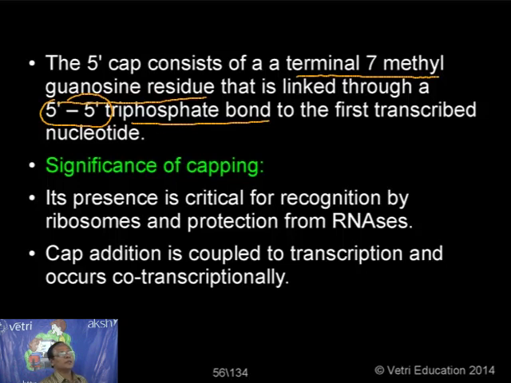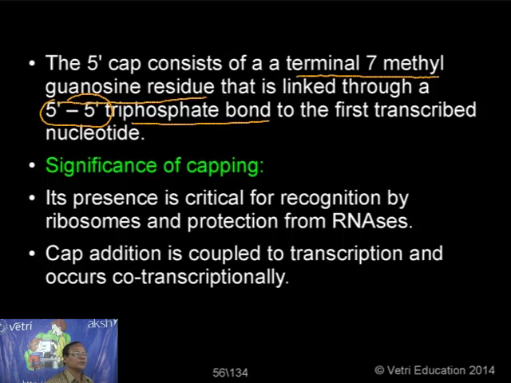So the RNA cannot be degraded by the action of the ribonuclease enzymes, and the cap is also meant for recognition by the ribosomes. Once you have the cap in the mRNA, only then is it recognized by the ribosome. As I mentioned, cap addition is always coupled with the transcription process. So it occurs co-transcriptionally. The capping occurs along with the transcription, whereas the tailing occurs after the transcription has been completed.